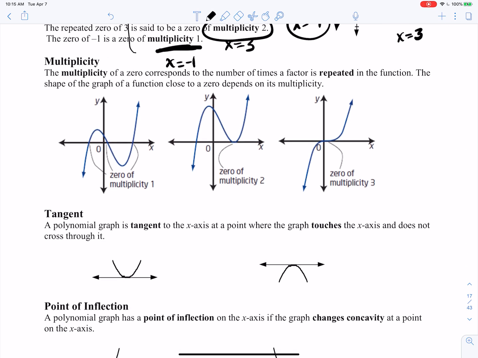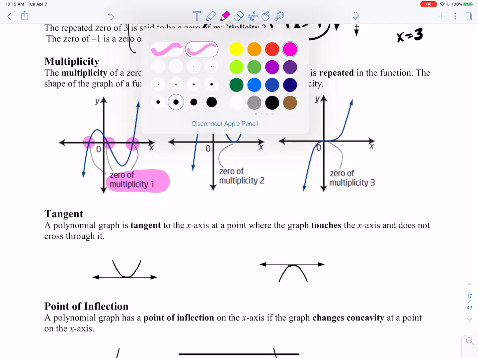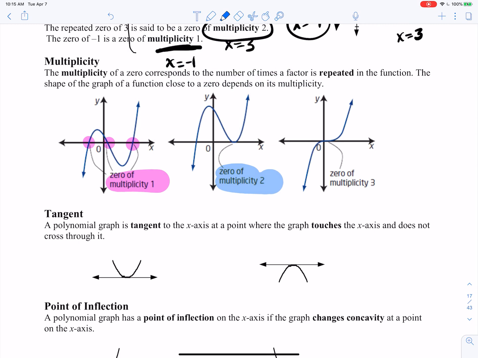So if we look at multiplicities, all of these have a multiplicity of 1. They go straight through the x-axis. They don't do anything funny there. So that's a multiplicity of 1. And if I have something with a multiplicity of 2, it actually bounces off the x-axis. So we consider that a point of tangency. So it hits it at one point and it bounces off.